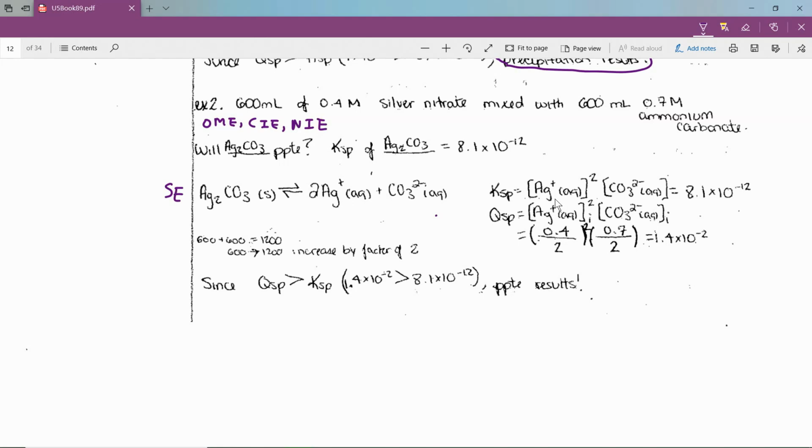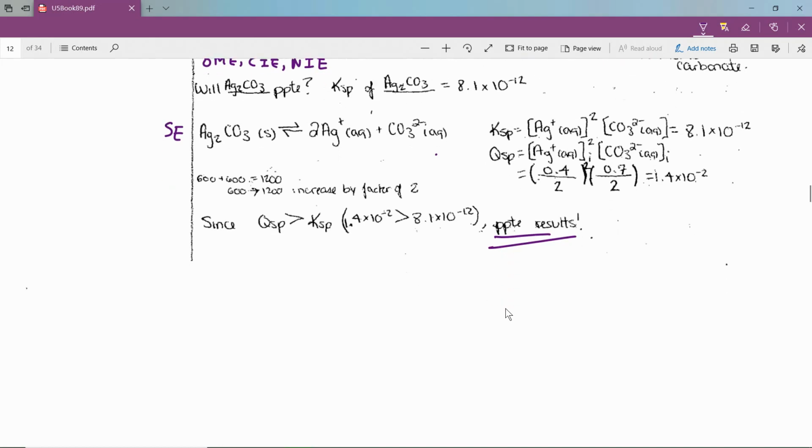So my KSP is [Ag+] aqueous squared times [CO3 2-], which is 8.1 by 10 to the minus 12. And my QSP is going to be, well, what was my source of silver nitrate? 0.4. So 0.4 divided by 2, and I'm going to square that. And then the carbonate is 0.7 divided by 2. I get a number which is 1.4 by 10 to the minus 2. And since that QSP is greater than KSP, a lot greater, precipitation results.